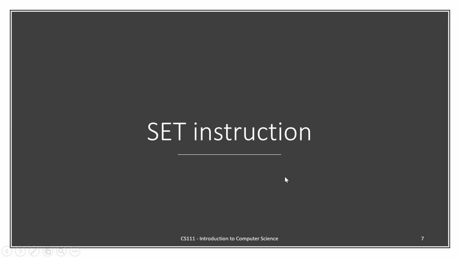Set instruction. The set instruction allows us to set the value of a variable, an entity that can change its state, that's what we call a variable, to a specific value. For example, we can say set x to 5. This means the value of x now is 5. In other words, you can change the value of a variable at any point in your program.